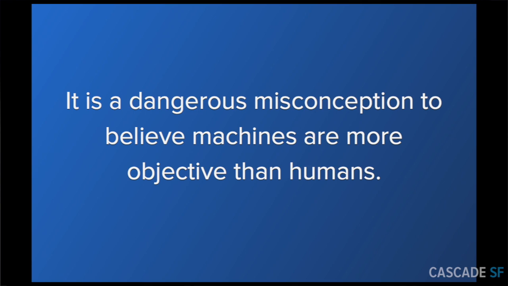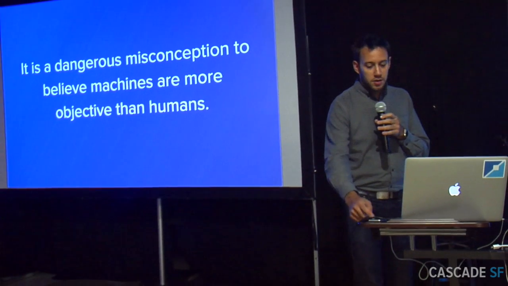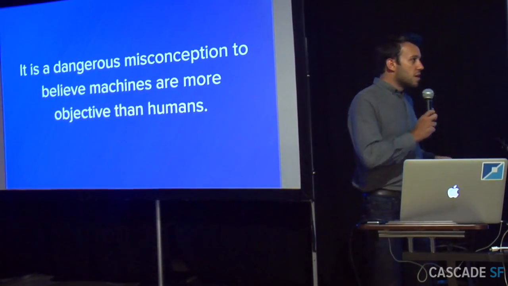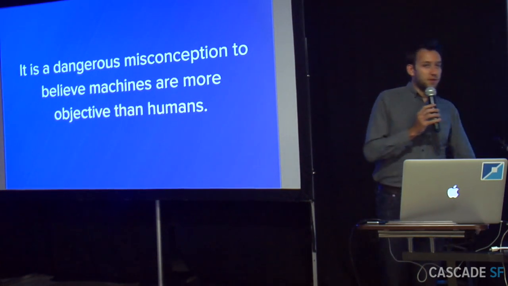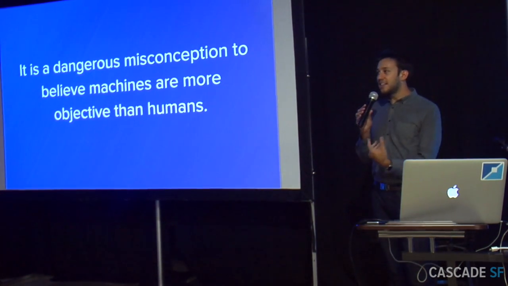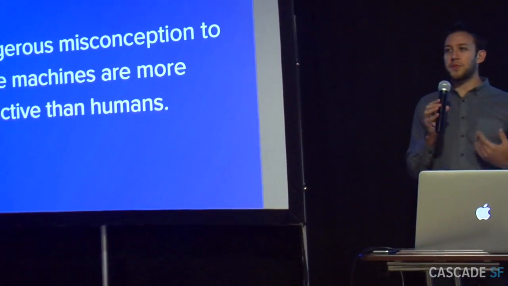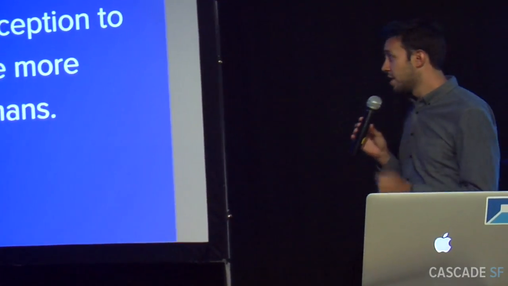That said, it is a dangerous misconception to believe that machines are more objective than humans, and especially to say that they are inherently more objective than humans. Now, when we make a judgment call, there's a lot that comes around to it. So in society, we have created ethical dilemmas for a really long time to help us refine our sense of making judgment calls.